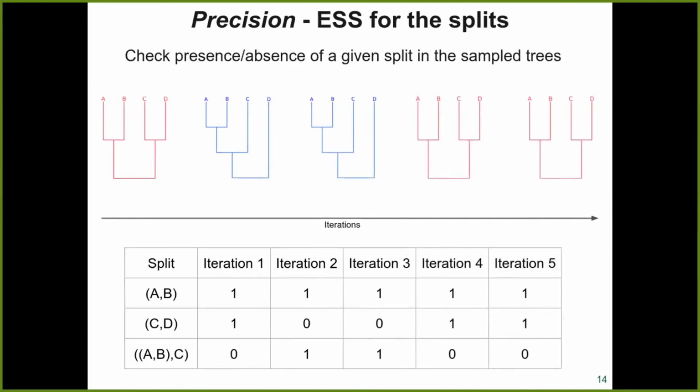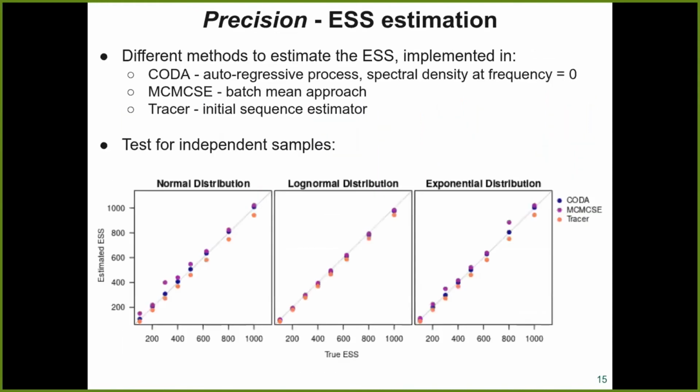And we end up with a vector of 1s and 0s, which is similar to a binomial probability. And then we can calculate the ESS with the standard methods. But there are different methods to calculate the ESS implemented in different tools.